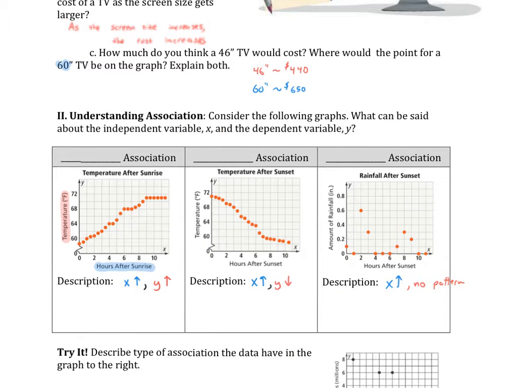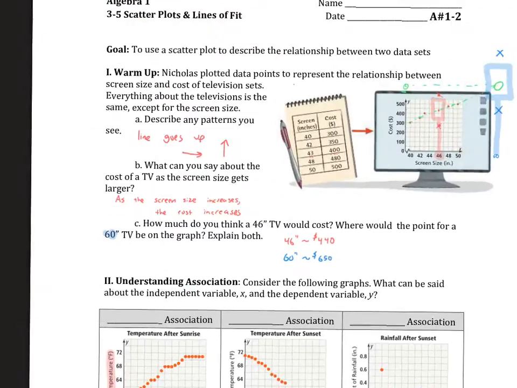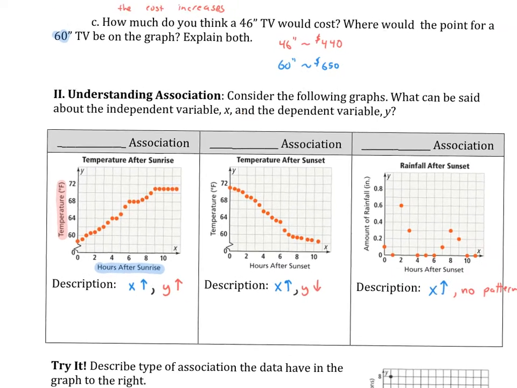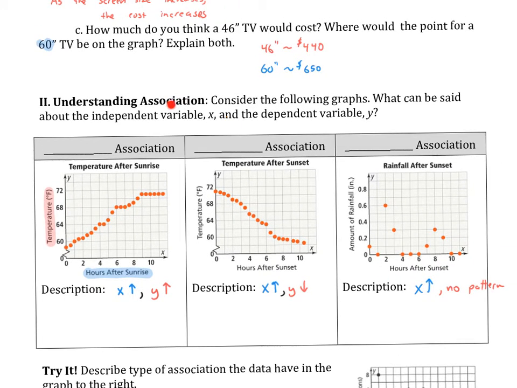So our first line of business, when we're talking about this topic of scatter plots and lines of fit, is we're going to understand something called association. So consider the following graphs. What can be said about the independent variable x? So this right here, as something happens to x, what is happening to the dependent variable y?